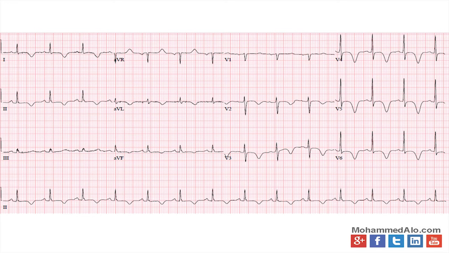Anterior T wave inversions that are deep and wide like this could be a PE, could be COPD, could also be a brain injury. Some people have a brain hemorrhage or CNS involvement. They get these deep inverted T waves. Now, these are the real deep inverted T waves.